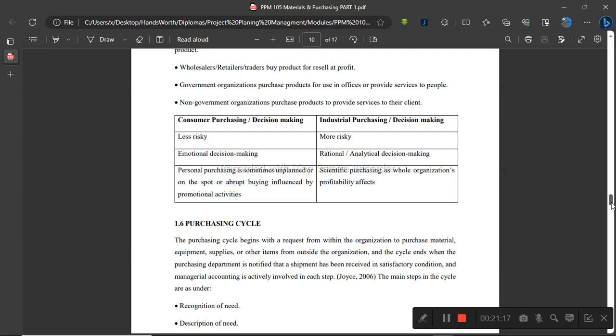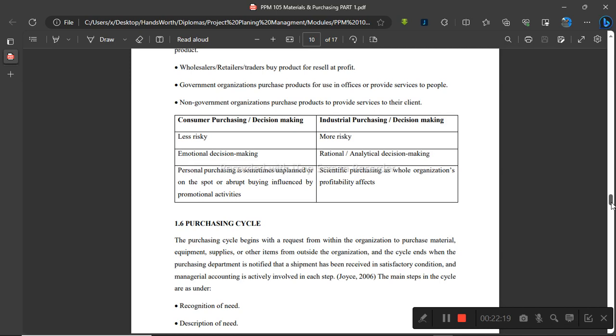The last and the third distinction between consumer and industrial purchasing: personal purchasing is sometimes unplanned, on the spot or abrupt buying influenced by promotional activity. So this one is a bit linked to the second one, where we talked about how under consumer or individual purchasing, you can be simply influenced by emotions. There are times when we see promotions being advertised on certain goods and services. Once we see those promotions, we can be triggered to buy those goods and services because we have seen there is a promotion or a discount. Therefore, we can make unplanned purchases.